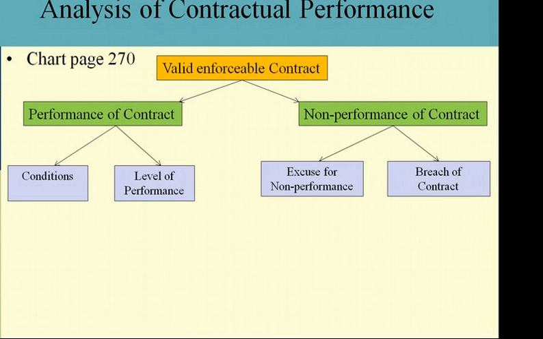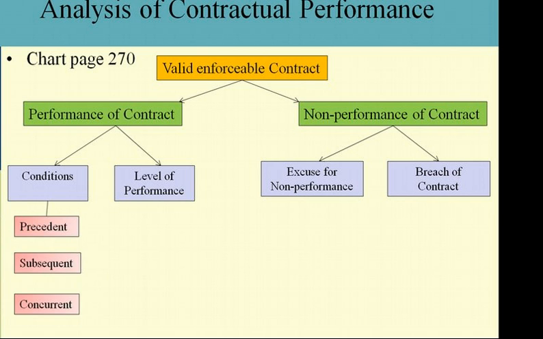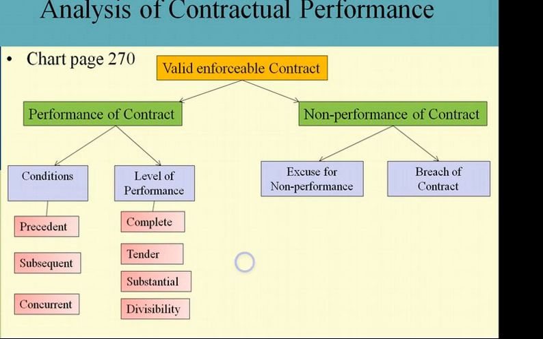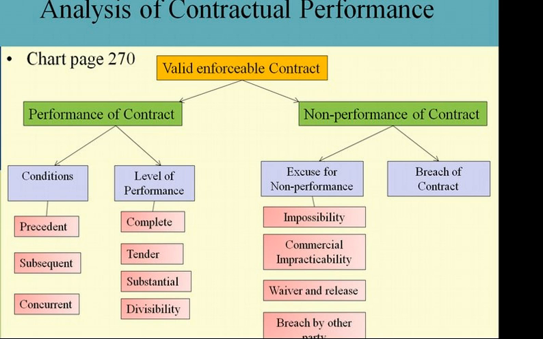So you have performance of contract on one side and non-performance. Under the performance of a contract, there are conditions and covenants, and there's a level of performance that can be done. Under non-performance, there's an excuse for the non-performance, and if none of those conditions apply, then you have a breach of contract. So under the conditions, you have conditions precedent, subsequent, concurrent. Performance, you have complete. You can tender performance, substantial, whether the job can be divided into different parts. And then you have the excuse for non-performance.